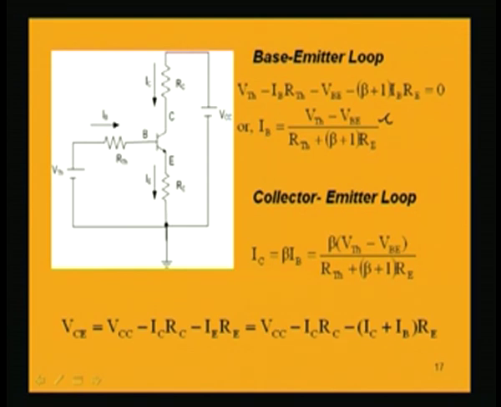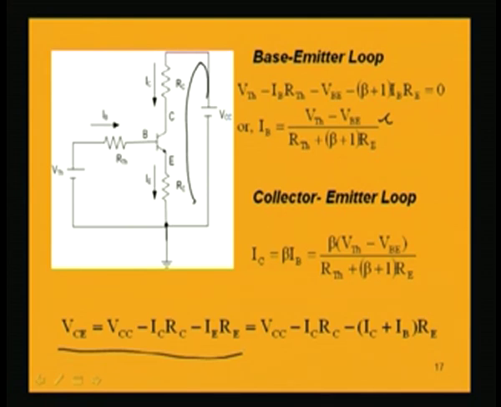And what is the collector to emitter voltage VCE? Again we go by this loop and apply KVL: VCC minus IC into RC minus this drop, which is IE into RE, is equal to VCE.